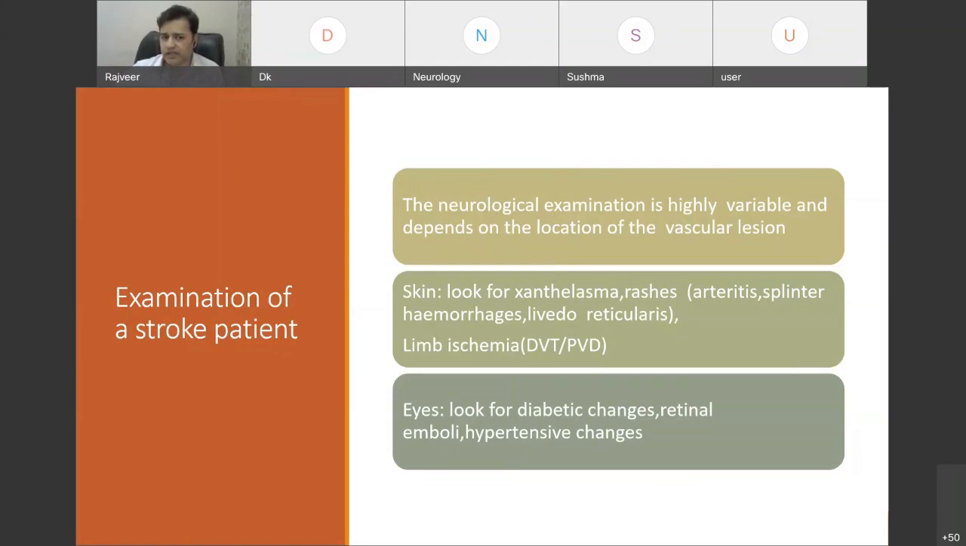And then systemic examination is also important. We should examine the skin for any evidence of genital ulcers, rashes for vasculitis, any evidence of limb ischemia, which can give us a clue about peripheral vascular disease or DVT. We should also look at the eye for any changes of diabetes, hypertension, or retinal emboli.